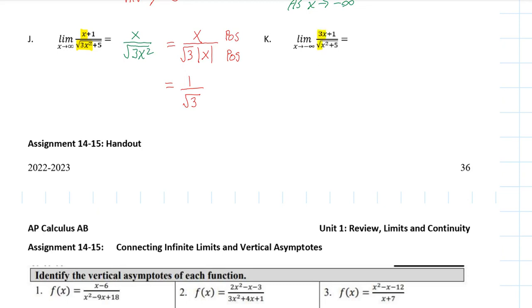Here's my lead terms again. A little bit different here, but I'm going to look at this as 3x. The denominator is the square root of x squared, so remember that's the absolute value of x. So as x goes to negative infinity, the top goes negative, but the bottom stays positive. The x's would cancel, so the 3 is going to become negative.